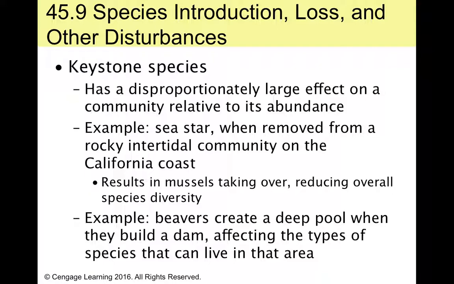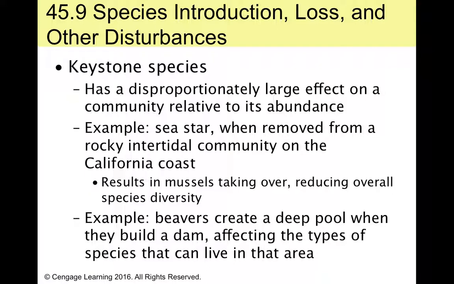They did kind of a cool experiment. They just took some sea stars out of the tidal pools, which was the apex predator, and said, hey, let's see what happens to this little ecosystem with no predator. And the mussels that the sea star was eating completely took over, and the other mussels were not able to compete, and the overall species diversity was reduced.